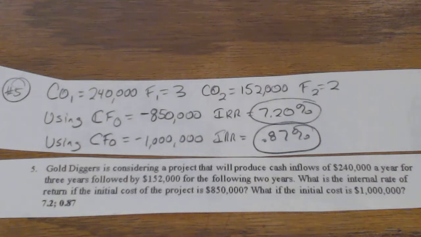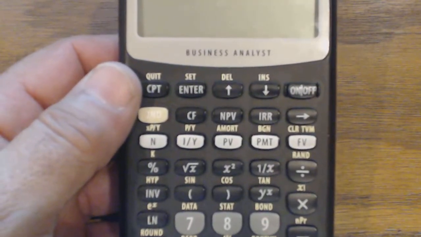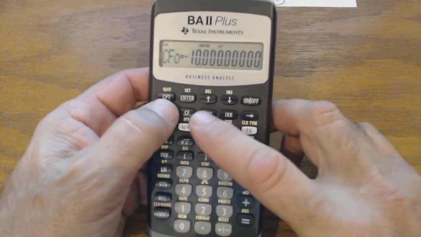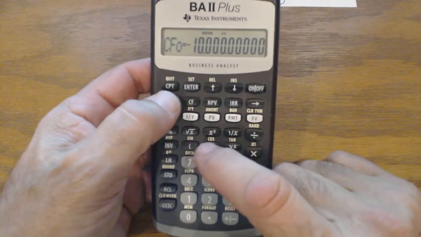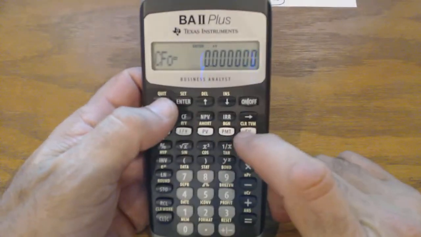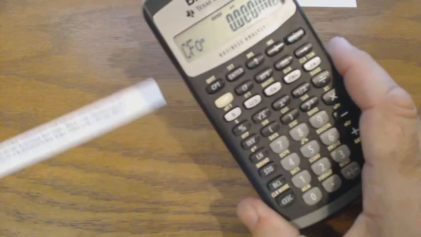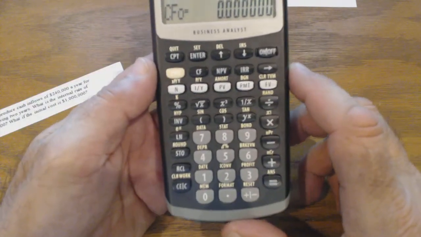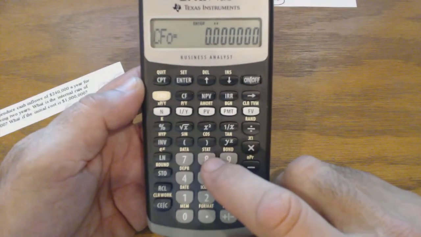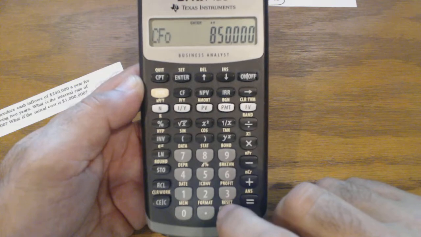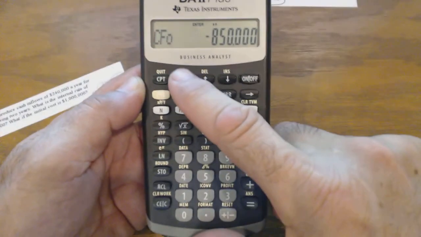Okay, this is a pretty simple problem, straightforward, since you've got that calculator that figures out all that stuff nicely. But let's just go through it real quickly. Second CF, that gets you the CF, then second CE clears it, second FV. So basically it's saying that the initial cost is $850,000. Remember, it's got to be a negative number, 850,000, because that's cash out of your pocket right off the bat. Remember, these are cash flows.